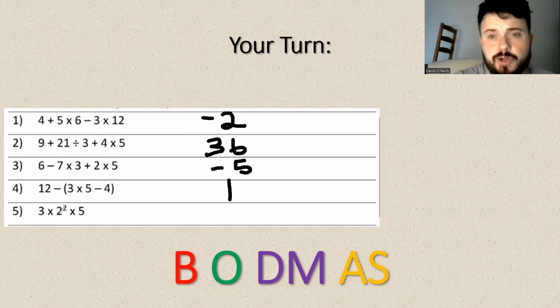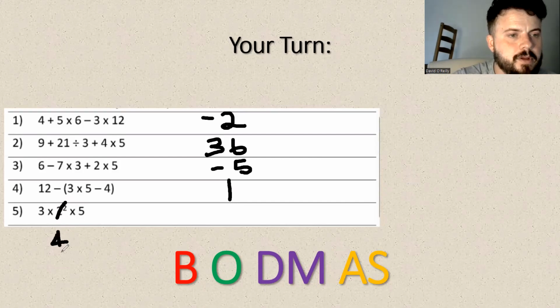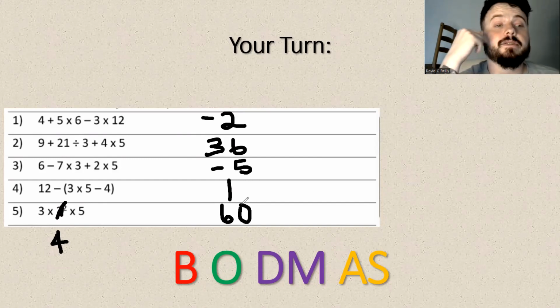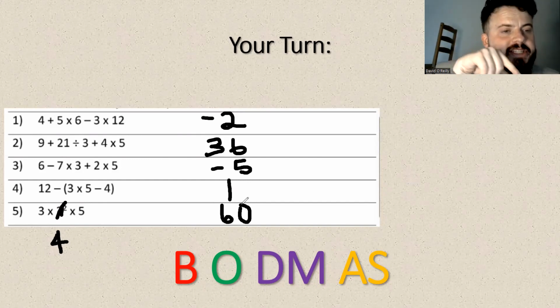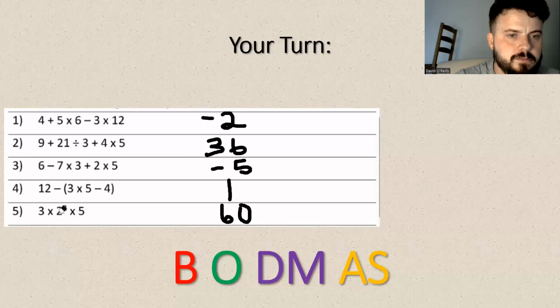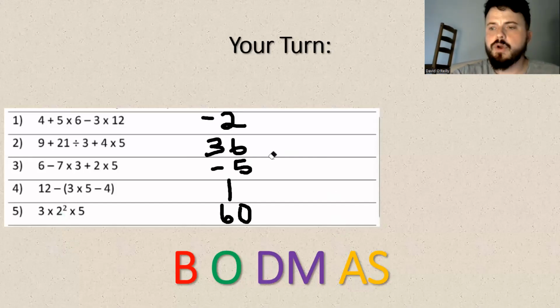So 2 squared, 2 times 2 is 4. Okay, so now we've got 3 times 4 times 5. So 3 times 4 is 12. 12 times 5 is 60. Okay, let's ask Alexa. Alexa, what is 3 multiplied by 2 squared multiplied by 5? 3 times 2 squared times 5 is 60. Okay, and we're done.